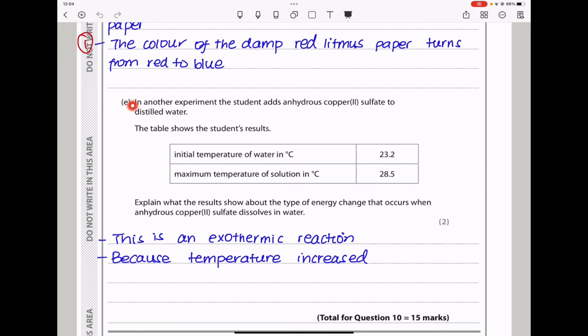In part E, in another experiment, the student adds anhydrous copper 2 sulfate to distilled water. The table shows the student's results. The initial temperature was 23.2 and the maximum temperature of the solution was 28.5. They say, explain what the results show about the type of energy change that occurs when anhydrous copper 2 sulfate dissolves in water. Because the temperature increased from 23.2 to 28.5, this is an exothermic reaction. So I said this is an exothermic reaction because temperature increased.